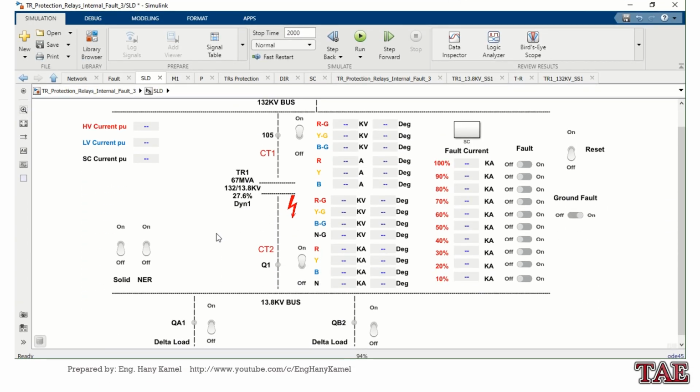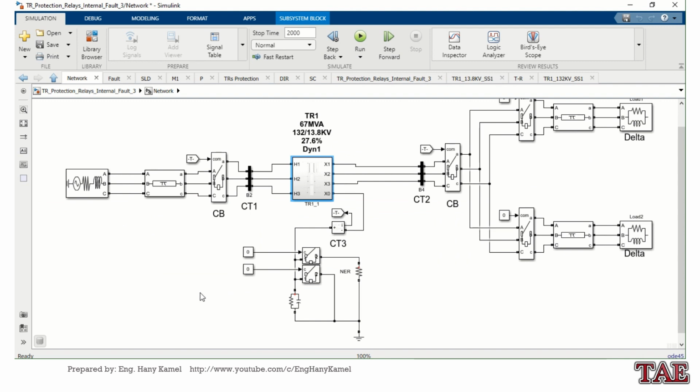We have a 132 over 13.8 kV transformer connected from the 132 kV bus to the 13.8 kV bus, and this transformer's vector group is Dyn1. I added the facility to make the neutral point of the low voltage side solidly grounded, with NER, or floating. We have CT1, a current transformer on the high voltage side, and CT2 on the low voltage side.